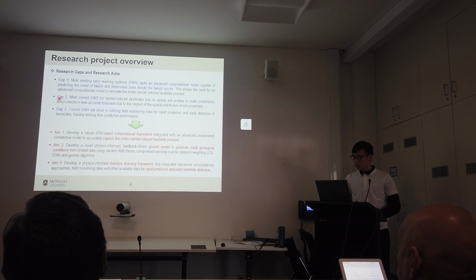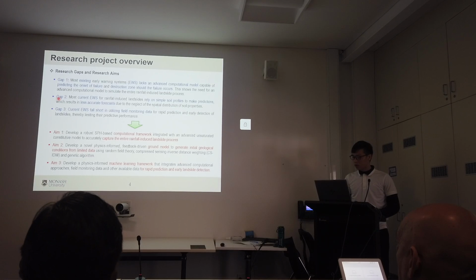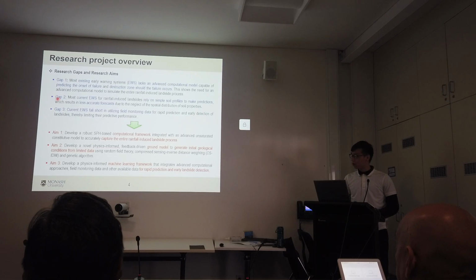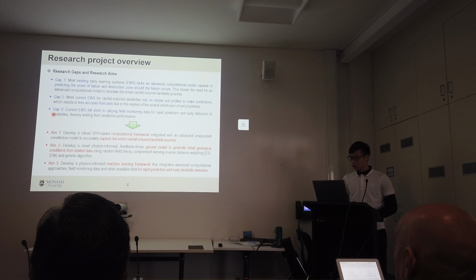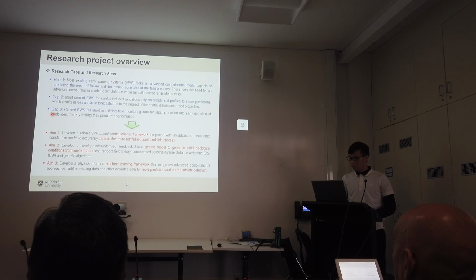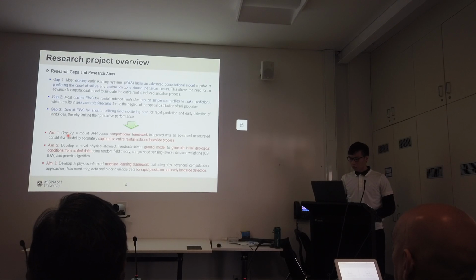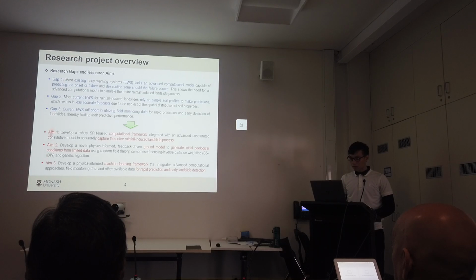Gap two is that the current early warning system relies on a simple soil profile to make predictions, which results in less accurate forecasts. Gap three is that the current early warning system struggles in utilizing field data for rapid prediction and early detection of landslides. So based on the three gaps, these are our three Ms.